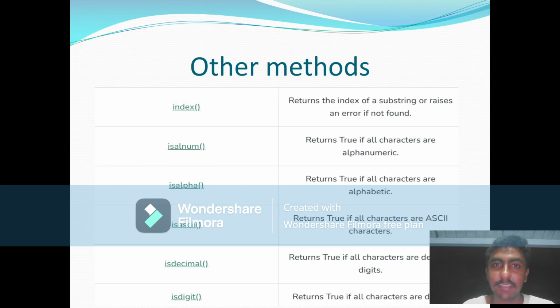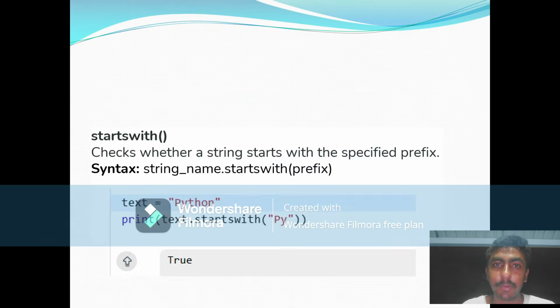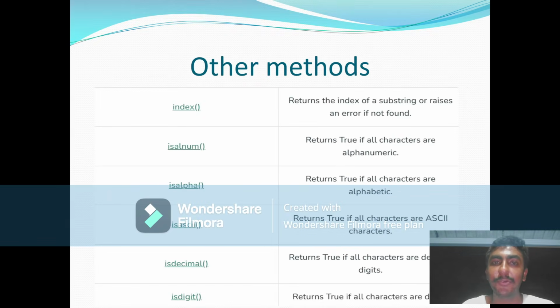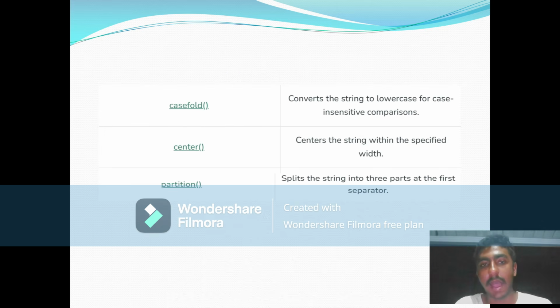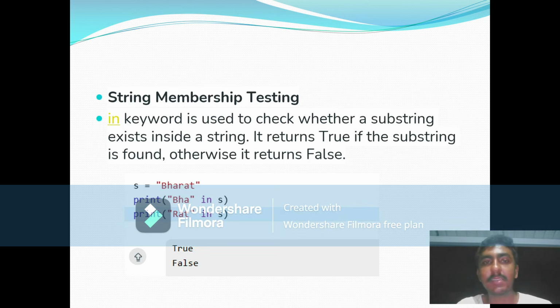So the next thing is called membership testing. Before that, there are a few other methods we can use on strings. There is index, which returns the index of a substring, or isalnum, isalpha, isascii, isdecimal, isdigit. These names can be easily understood by yourself, so have a go through them, and since time is less, we'll be discussing membership testing.